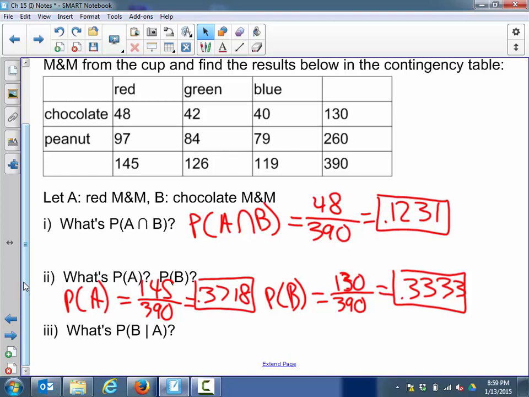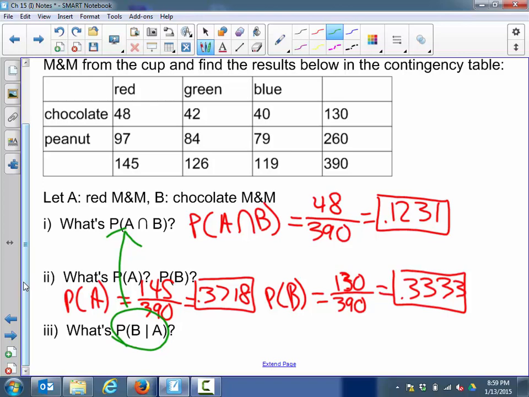So what's the probability of, and this is B given A, that is to say, what's the probability that we have a chocolate M&M given that we know the M&M is red? That is separate. Sometimes this, which I'll circle in green, is confused with this up here. Those do not mean the same thing. The probability of A intersect B, which is the top of the two, is saying of the whole collection of 390 M&Ms, what's the probability that I get a red chocolate one?